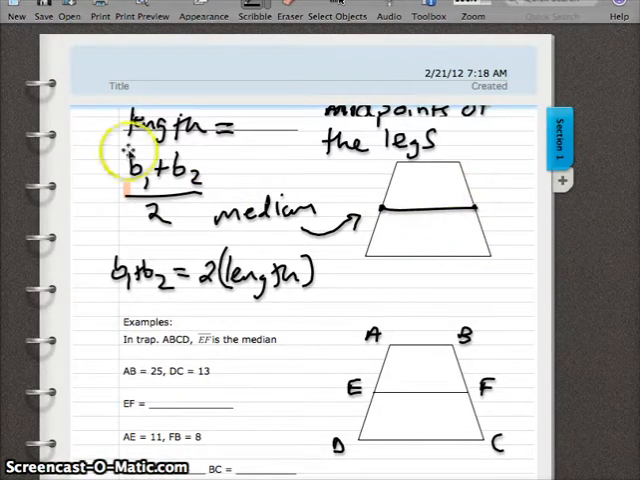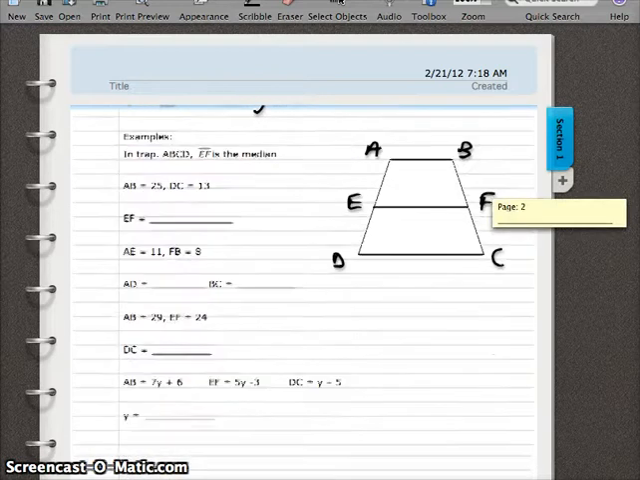So the median length is B, add up your bases, divide by 2, that's our median length. And then sometimes we'll use this little shortcut here to help us. So let's go down to some examples.